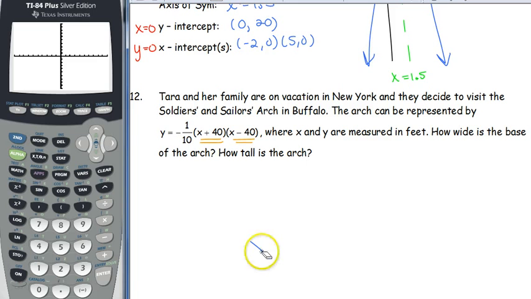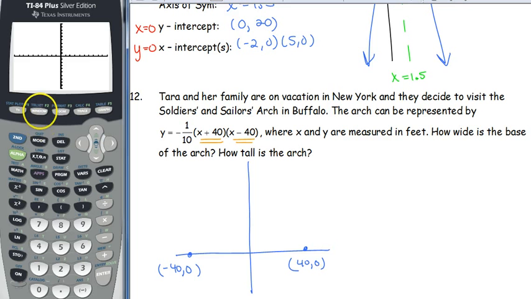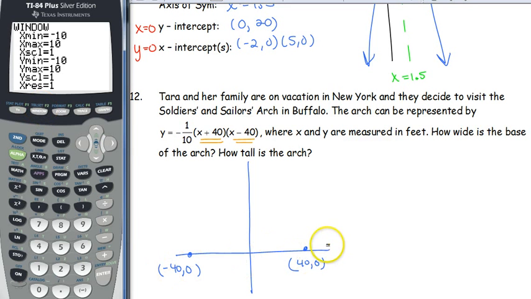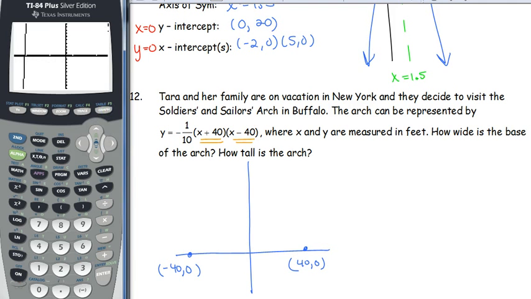Alright, so what I'm going to do before I even go to my calculator is I have a general idea of what this is going to look like. I know that I'm going to have an x-intercept over here at a negative 40, 0. And I'm going to have an x-intercept over here at a positive 40, 0. That's going to help me find my graph in my calculator. So when I go to my window, this is on the x-axis, so I know that my x-min has got to be smaller than negative 40, so I'm going to go to a negative 50. I know that my x-max has got to be larger than 40, so I'm going to go to a positive 50. I know this isn't going to change everything, but at least now I'll be able to get something on my graph.